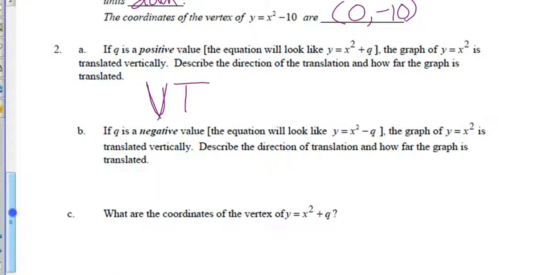VT, vertical translation, up q units, right? Or you could say q units up. So translations need what kind of translation, and then which way and how much, or how much and which way. Okay? Your choice. Don't care, right? Whatever works for you. If q is a negative value, the equation will look like y equals x squared minus q. The graph y equals x squared is translated vertically. Describe the direction of the translation and how far the graph is translated. Down 2 units.